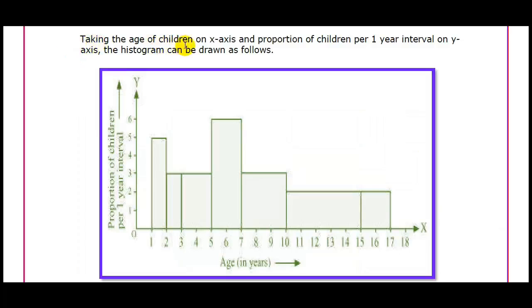So taking the age of the children on x-axis and proportion of children per 1 year interval on y-axis, the histogram can be drawn as follows. On y-axis, we take the proportion of children per 1 year interval, and on x-axis, we take the age of the children. And we draw the rectangles with the length of the corresponding class interval, and we get a histogram like this. So your histogram should look like this.